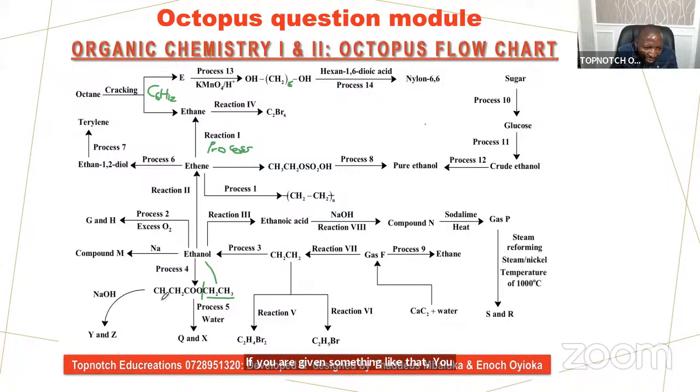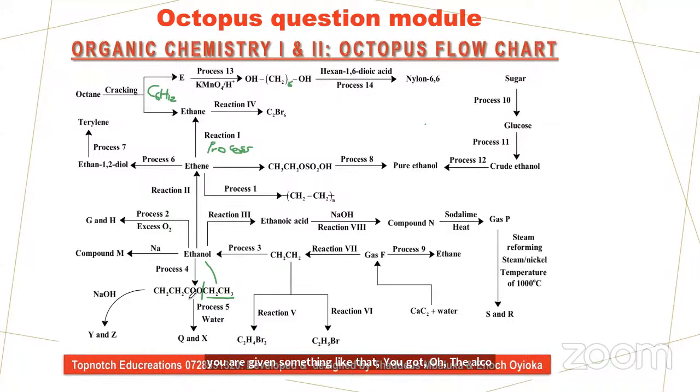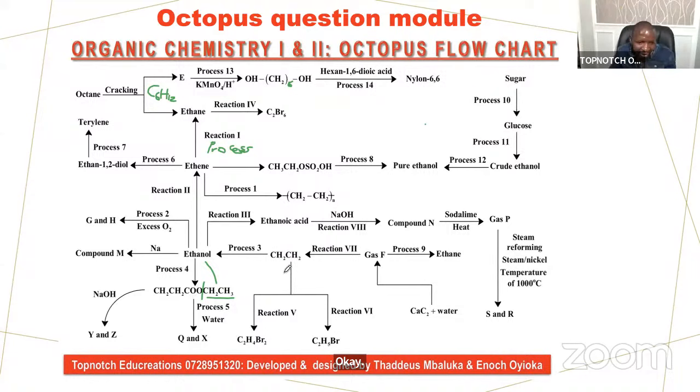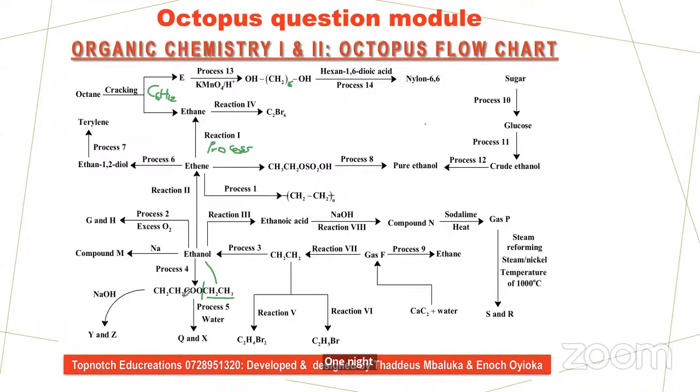Then the other one, you just count. 1, 2, 3. Propanoic. So when you come here you just write CH3CH2OH, that is ethanol, then the other one becomes propanoic acid. Then we are adding propanoate.